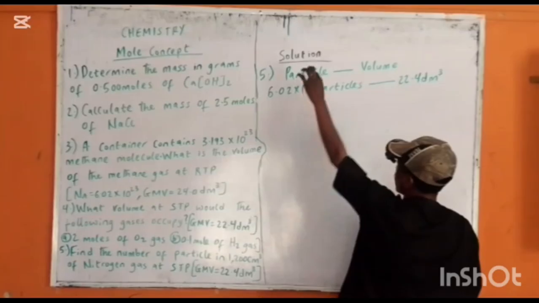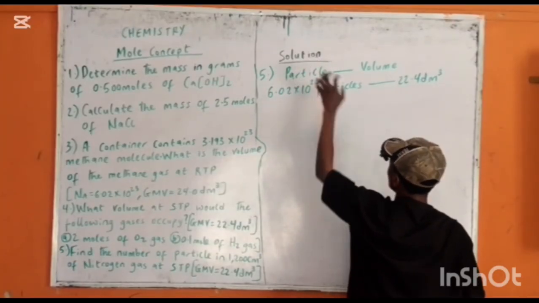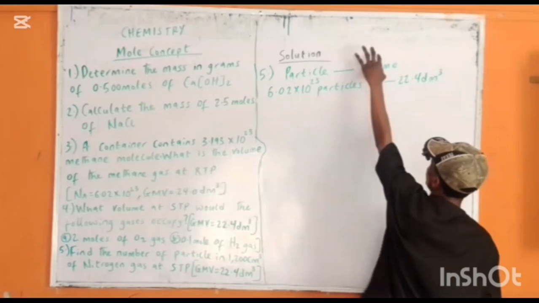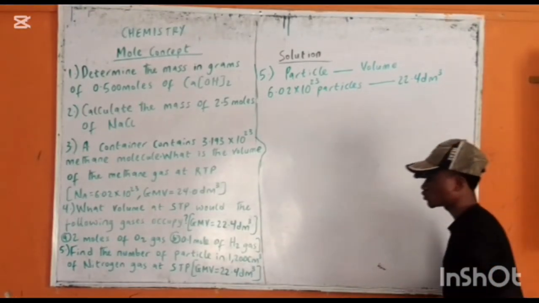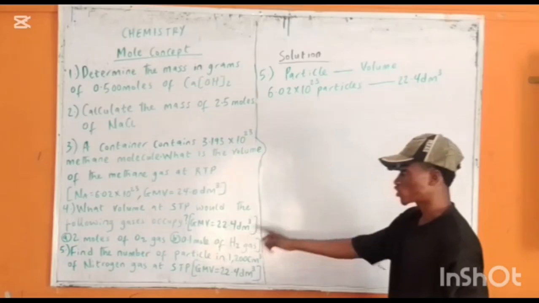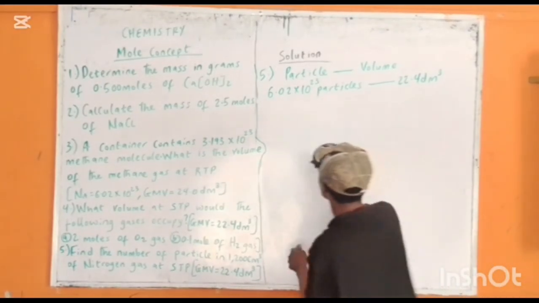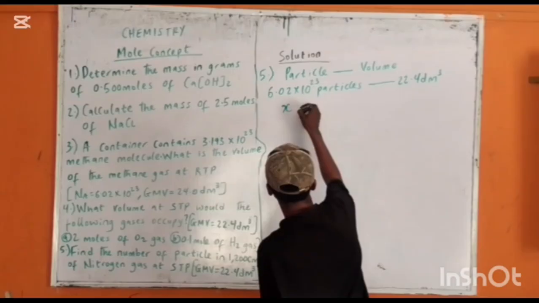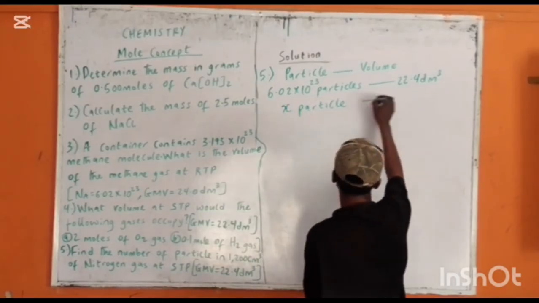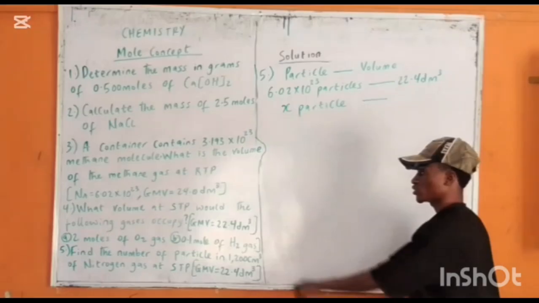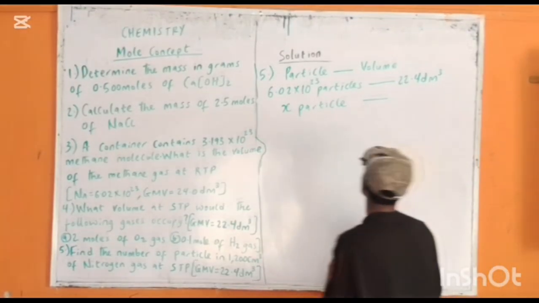My 1 mole for particle is what? 6.02 times 10 to the power 23. My 1 mole for volume is what? 22.4 dm cube. So what's the question now? Find the number of particles. So that is x particles in what? 1200 cm cube.